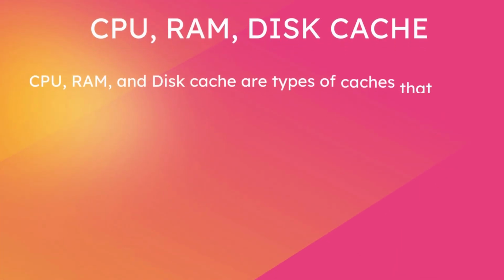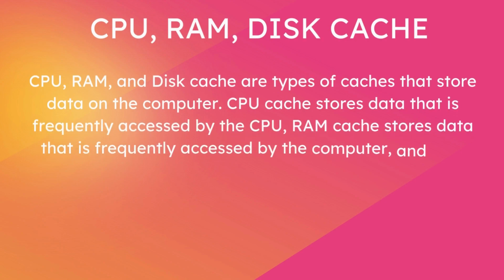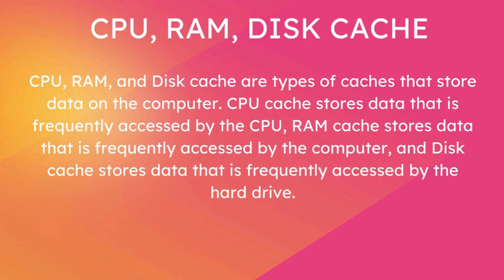CPU, RAM, disk cache. So this is very popular. If you are not a system administrator, it could be new for you. For sysadmin guys, they know RAM cache, memory cache, disk cache, and all those things. So let me reiterate it. CPU, RAM, disk cache is a type of cache that stores the data on the computer. Okay, it's probably on the server.